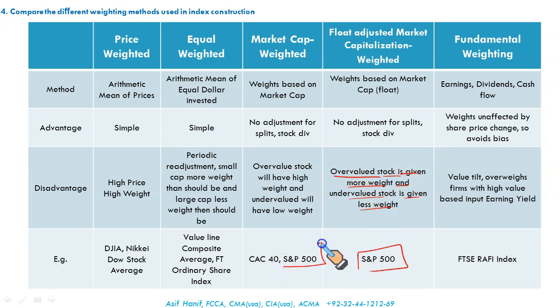S&P 500 is an example of a float adjusted market capitalization index. Basically, S&P is market cap weighted as well as float adjusted. So that's why it is in both categories.